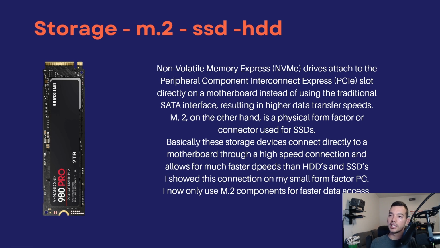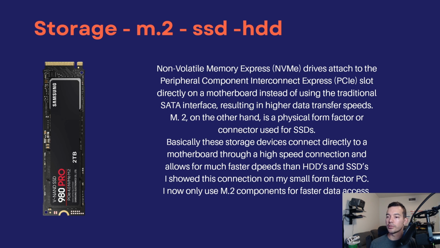Storage, M.2 SSD, HDD. Now, this is an M.2 NVMe, non-volatile memory express. Drives attached to the peripheral component interconnect express, PCIe slot directly on a motherboard instead of using the traditional SATA interface, resulting in higher data transfer speeds. M.2, on the other hand, is a physical form factor or connector used for SSDs. Basically, these storage devices connect directly to a motherboard through a high-speed connection and allows for much faster speeds than HDDs and SSDs. I showed this connection on my small form factor PC.